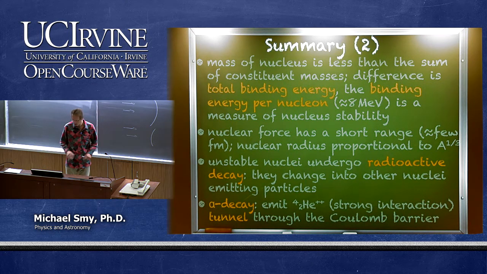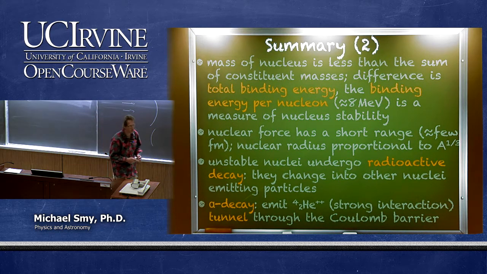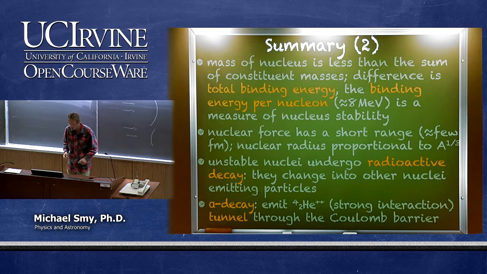The nuclear force has a short range, only a few femtometers or 10 to the minus 15 meters. And the nuclear radius is proportional to the mass number to the 1/3 power, which means that one can picture nucleons as hard spheres that do not penetrate each other. Nuclei can be unstable and undergo radioactive decay. Then they change into other nuclei and sometimes emit particles in the process.